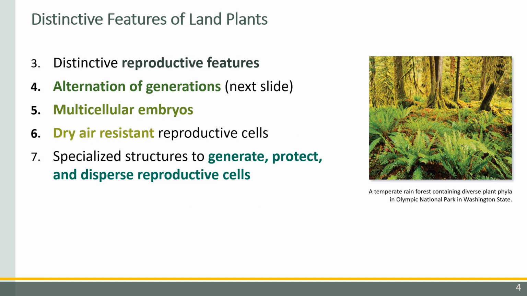Land plants also have some distinctive reproductive features. Specifically, they utilize something called alternation of generations, which we're going to come back to multiple times throughout this chapter. They have multicellular embryos, which is different from our green algae. They also have dry air resistant reproductive cells, which basically means their reproductive cells don't have to be tied to water and they aren't going to dry out if they're exposed to air.